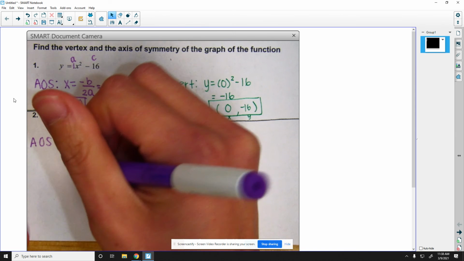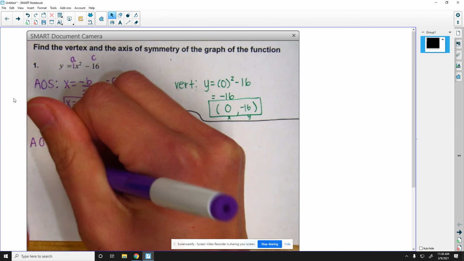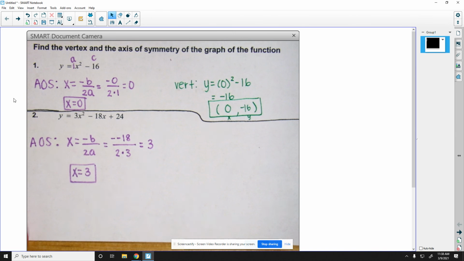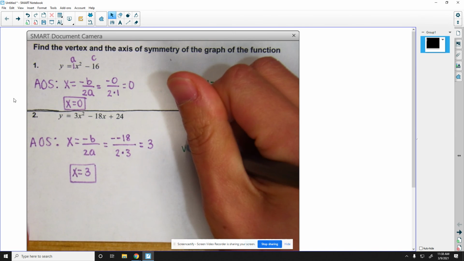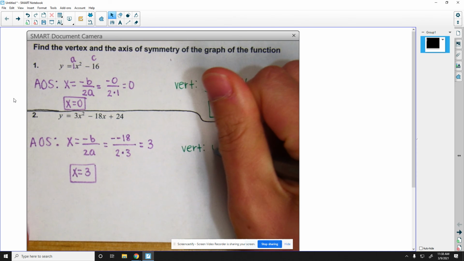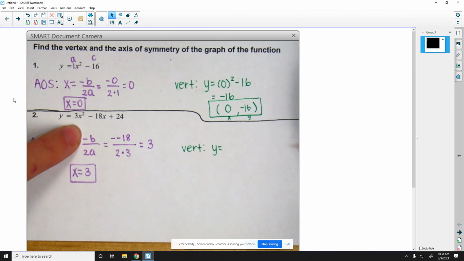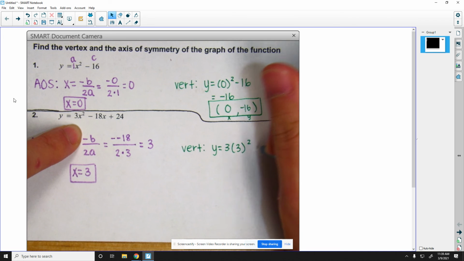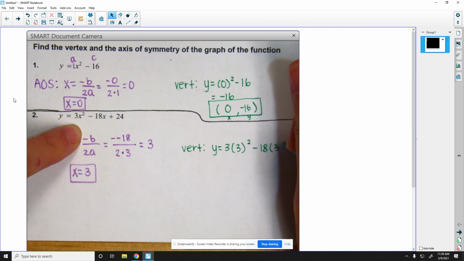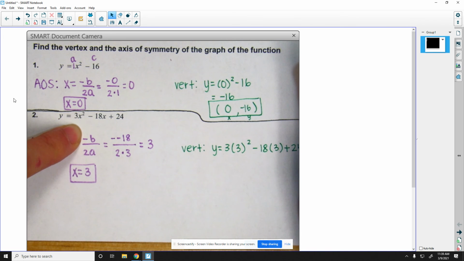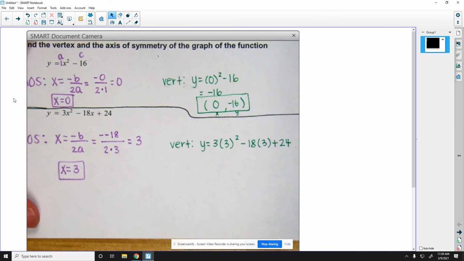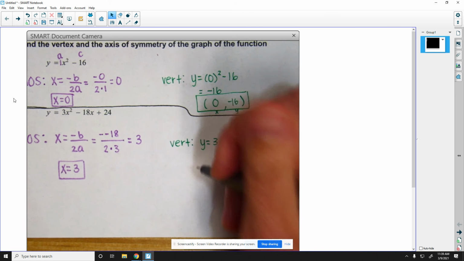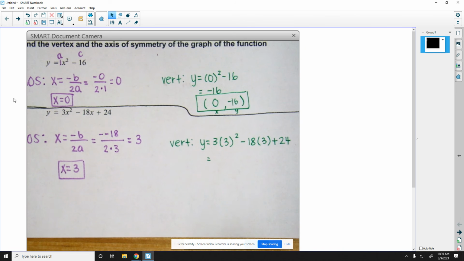All right, so AOS is x equals 3. For my vertex, plug it in to your equation. Always make sure that you put parentheses around your x every time you replace it with a number. The reason why is because 50% of the time it's going to give you the wrong answer, especially if your x is negative.